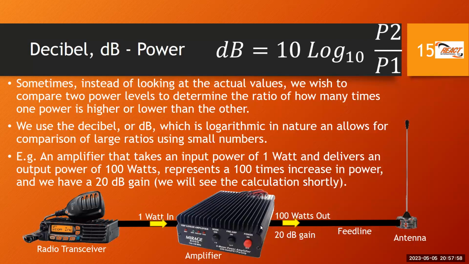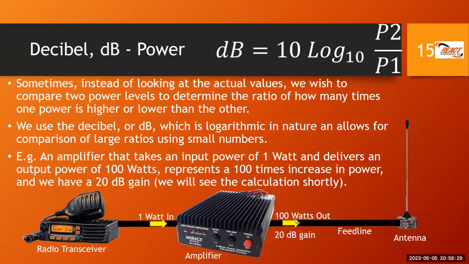And we will see that there's a 20 decibel or 20 dB gain in that signal, in that 1 watt is going in, 100 watts are going out. How did we get that 20? Well, we will see the calculation in a little while, but notice that it's 100 times increase in power, but we are saying it's a 20 dB gain. So remember I said a little bit earlier, it allows us to compare ratios of powers or large ratios using small numbers.